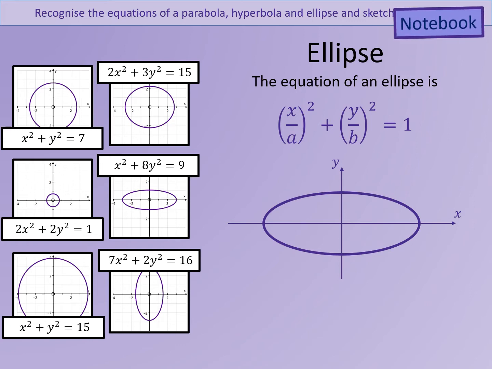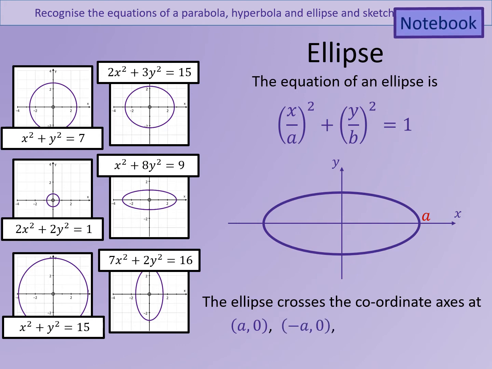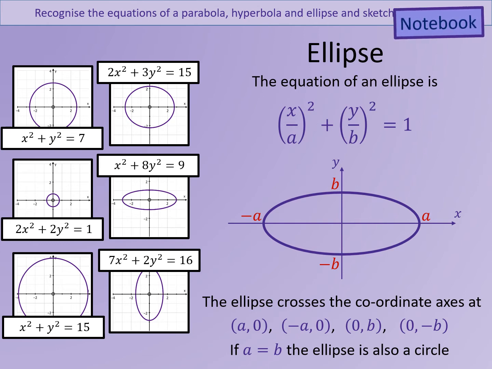By calculating where the ellipse crosses the x and the y-axis, by letting y or x equal 0, we can find the places where it intercepts with the axes. So the ellipse crosses the coordinate axes at (a, 0), (minus a, 0), (0, b), and (0, negative b). And as previously stated, if a and b are equal, the ellipse will be a circle.